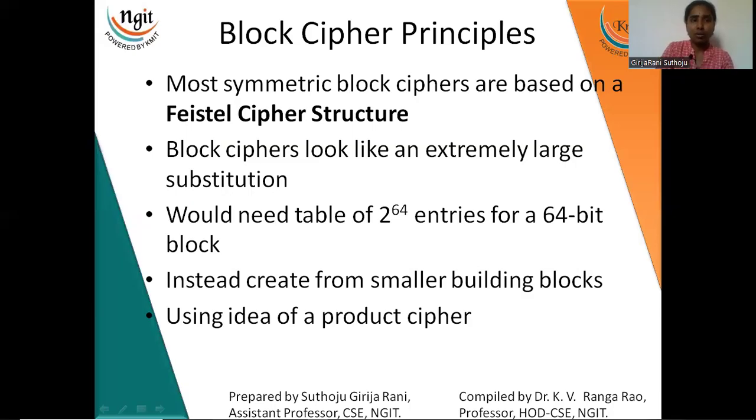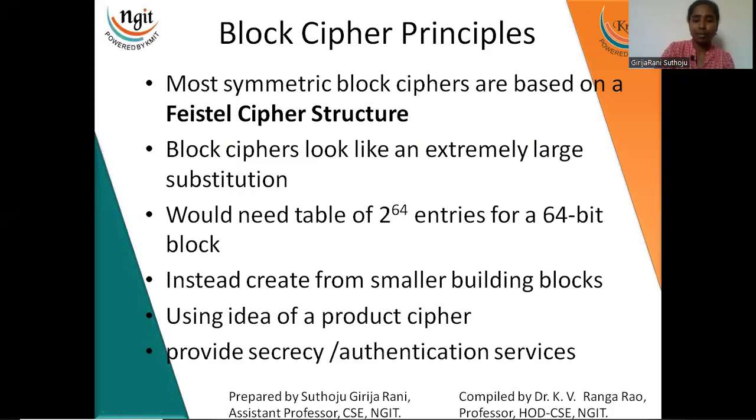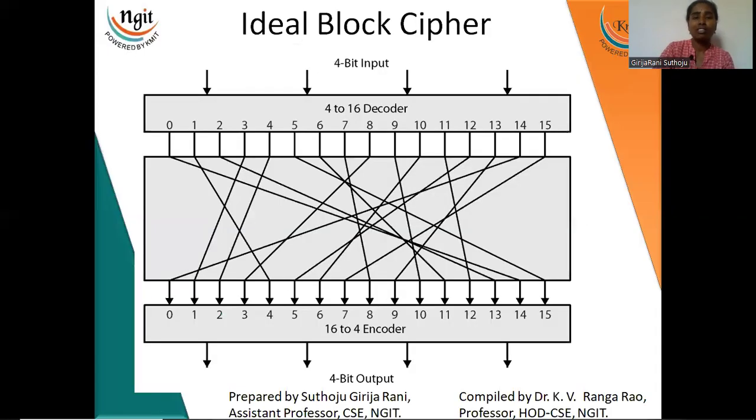Got this? Now, the block cipher principles are these: we should have the block size, we should have the idea of the product cipher, and we should have the Feistel structure, right? Next. As we are moving in depth, why are we doing all this? To provide secrecy and authentication to all the services.